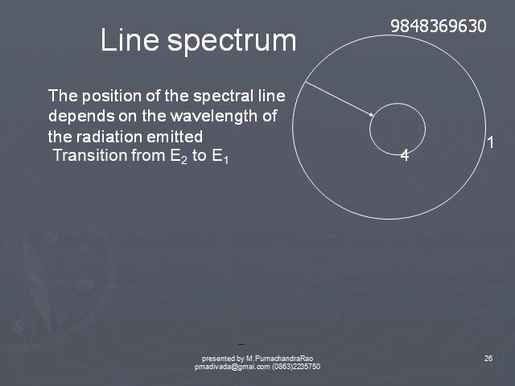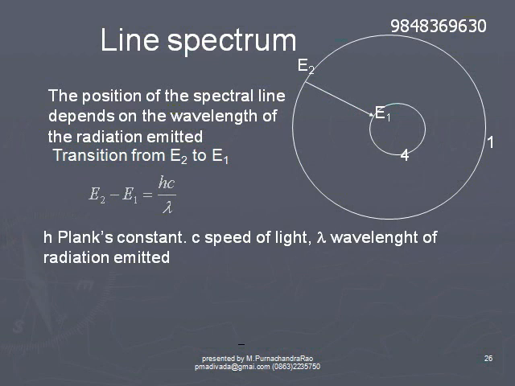The position of the spectral lines depends on the wavelength of the radiation emitted due to the electron transition. The photon is associated with some wavelength. Though the energy is emitted in the form of a photon energy packet, it will have a certain wavelength. For example, the transition may take place from energy level E2 to energy level E1.